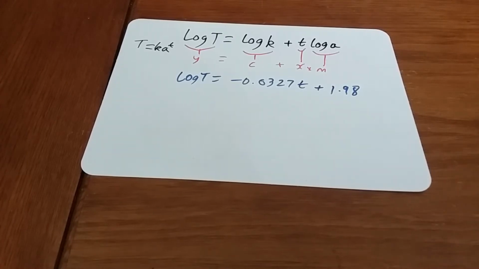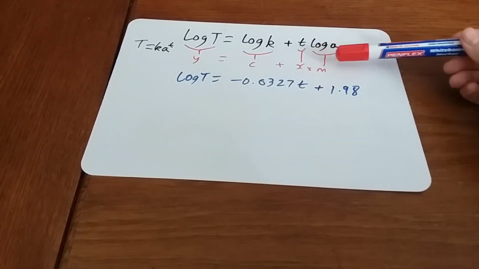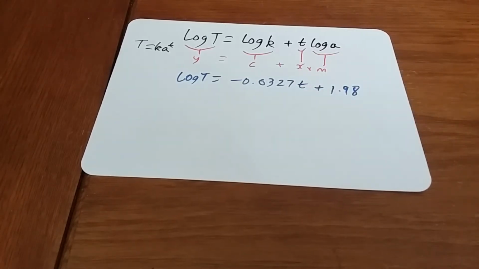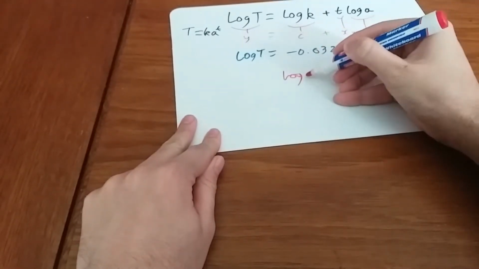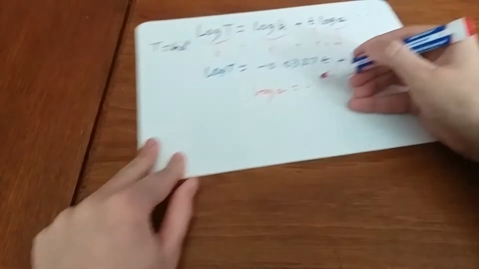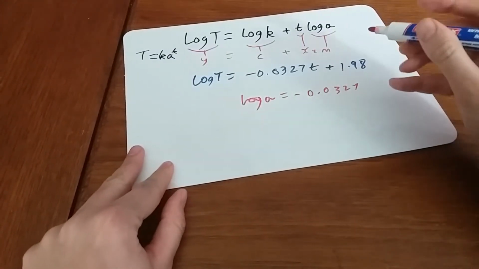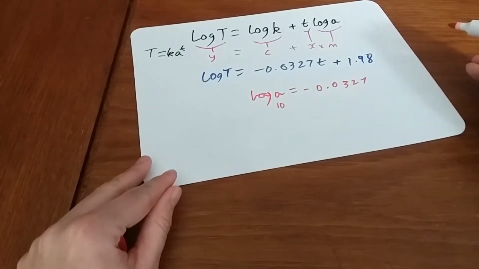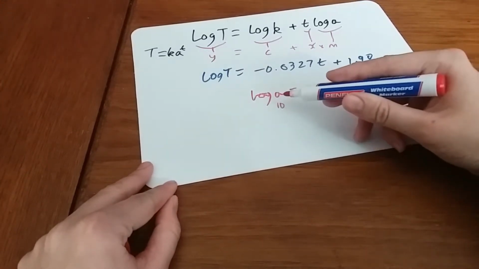So if we look across this, the gradient of this one was log A. That was the m, that's the thing you multiply by the variable. Well, the gradient of this one is minus 0.0327. Let's put those things equal to each other. So log A equals negative 0.0327. Now, just as a reminder, this log here, really, it's base 10.